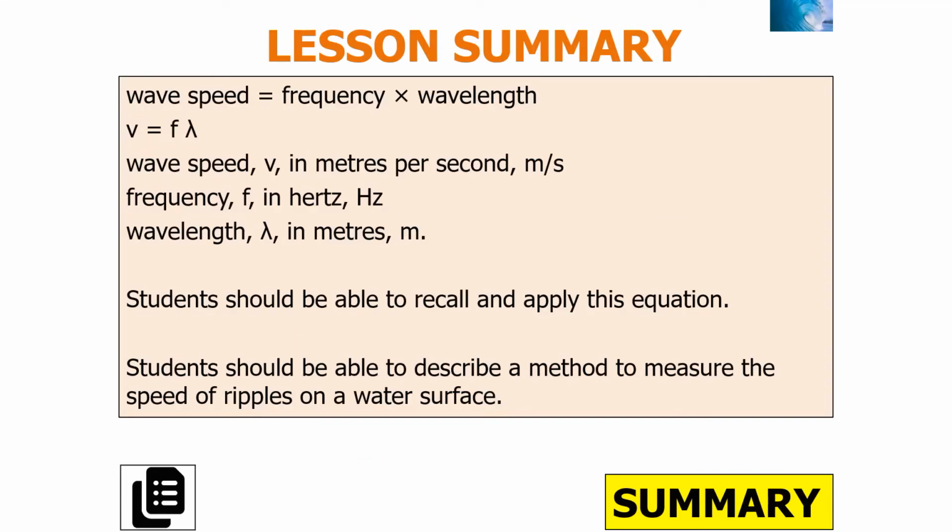Now, what have we learned in today's lesson? We know that wave speed is equal to frequency times by wavelength. You should be able to recall and apply this equation to many different contexts, but also you should be able to describe a method to measure the speed of ripples on a water surface in a school lab.